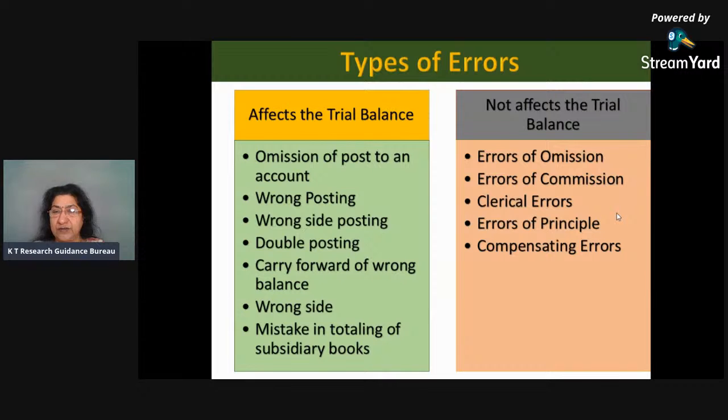Error of omission means you forgot to enter the transaction. So the total will be less, but it will tally. Suppose you omitted one transaction, that purchased goods of 10,000 rupees. You forgot the debit side and credit side. So the total of your balance sheet will be less by that much amount.